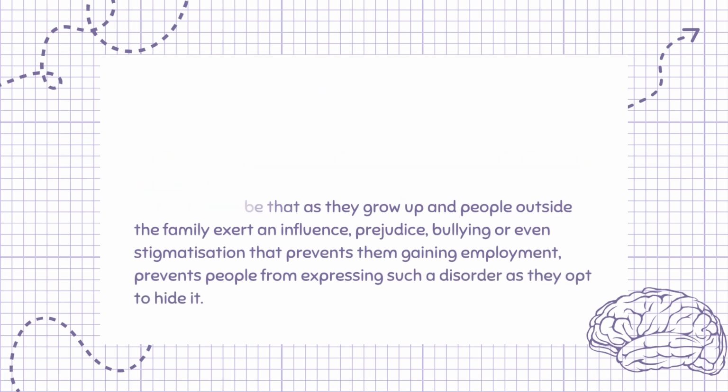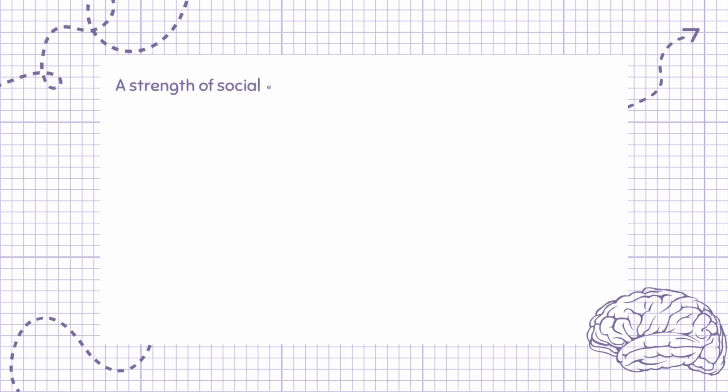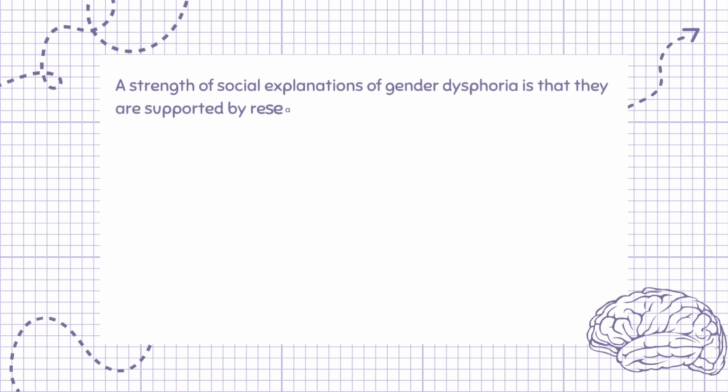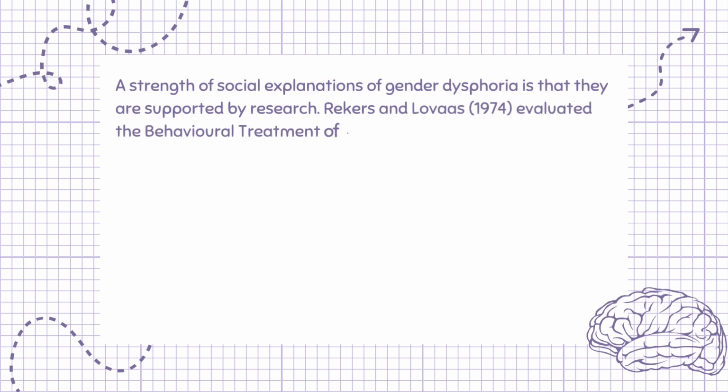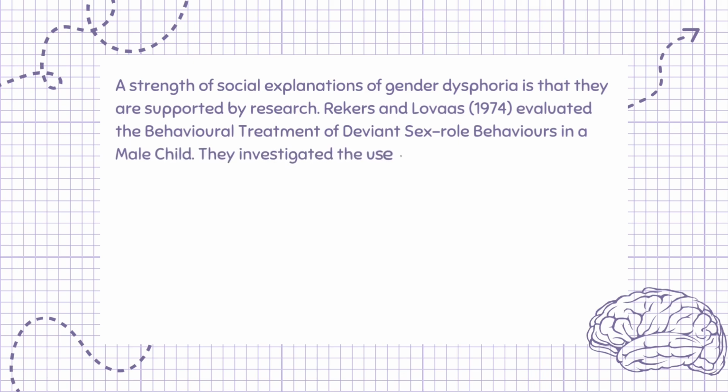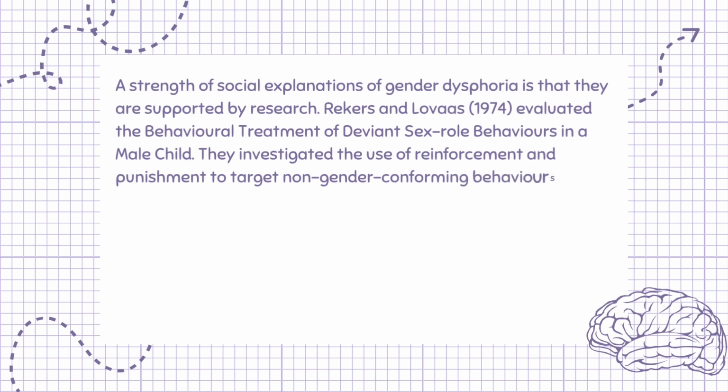A strength of social explanations of gender dysphoria is that they are supported by research. Rekers and Lovaas, 1974, evaluated the behavioral treatment of deviant sex role behaviors in a male child. They investigated the use of reinforcement and punishment to target non-gender conforming behaviors of a 5-year-old male child.